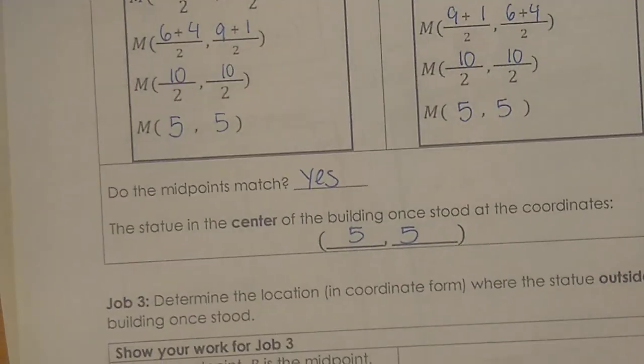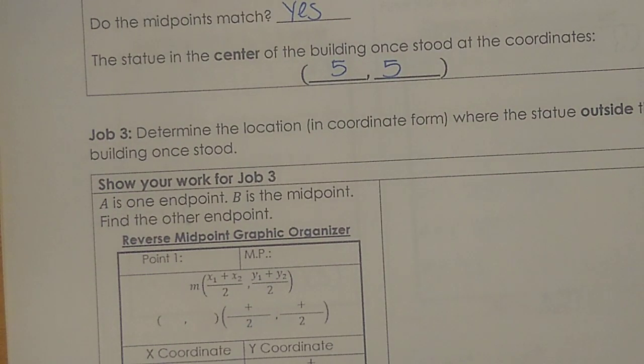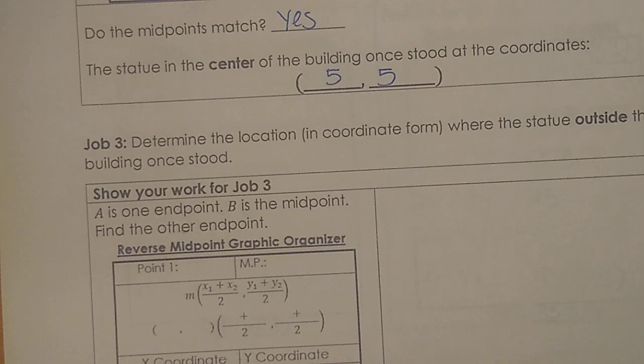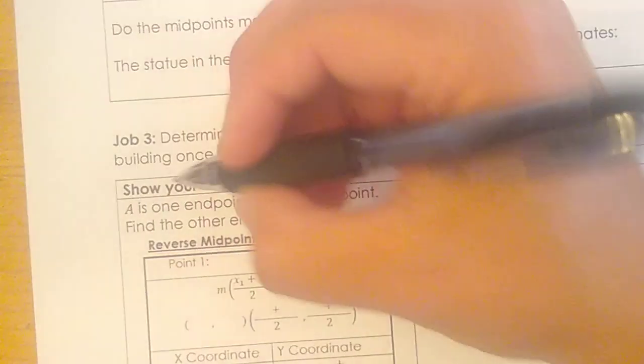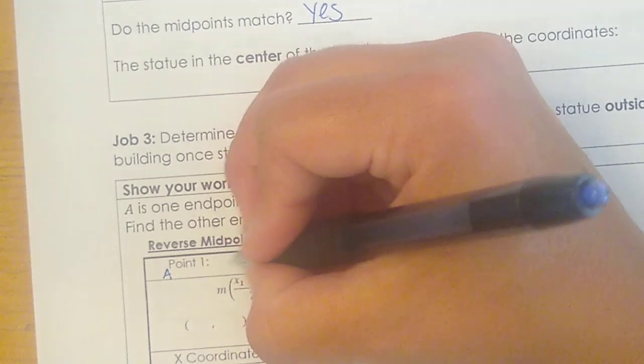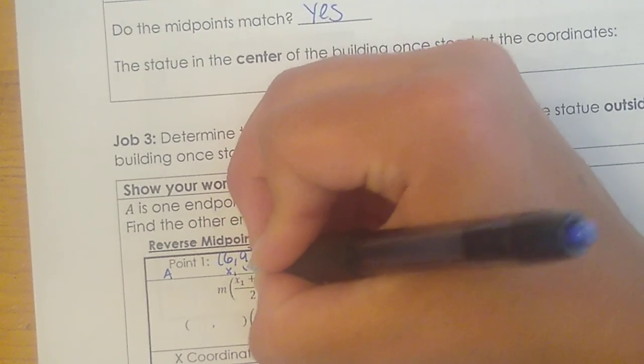All right, so now this one, part 3, I have to determine the location in coordinate form where the statue outside the building once stood. So this one's my hardest one. I know that I'm using A and B, but this time I don't know what my endpoints are. I only have one endpoint. So I know that point 1 is going to be A because that's my endpoint. That's 6, 9. So I'm going to call that x1, y1.